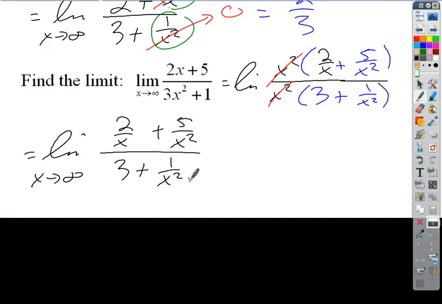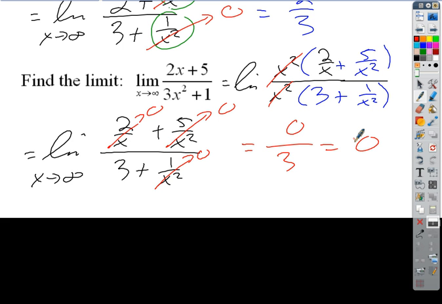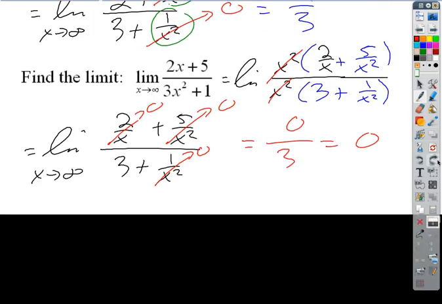In the limit as x goes to infinity, what's going to happen to 2 over x? It goes to 0. 5 over x squared goes to 0. 1 over x squared goes to 0. What we're left with on the top is 0 plus 0, over 3. In the limit, that's what it's approaching, 0. So in the case where the denominator is a higher order polynomial than the numerator, as predicted, you get a horizontal asymptote at 0, the x-axis.